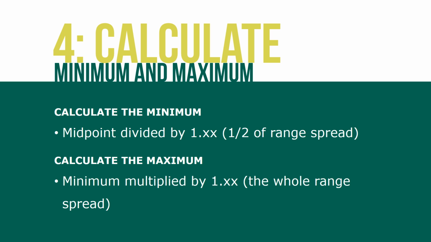To calculate the maximum, take your minimum and multiply it by 1.xx, with xx equaling your range spread. For example, if your minimum is $25,000 and your range width is 40%, you should multiply $25,000 by 1.40. This equals $35,000. $35,000 is the maximum of your salary range.